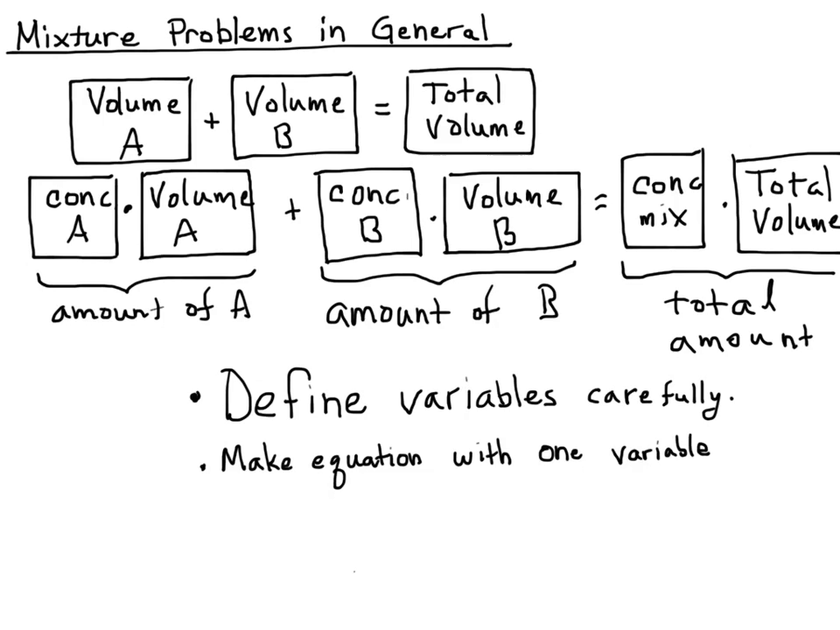And so ultimately what we want to do is make an equation with one variable. So what we're going to do is, instead of using the total volume, we're going to use the total volume as the volume of A plus the volume of B. That's going to be right in here, and that'll usually drop into some parentheses like that, so we make sure we distribute that concentration right.